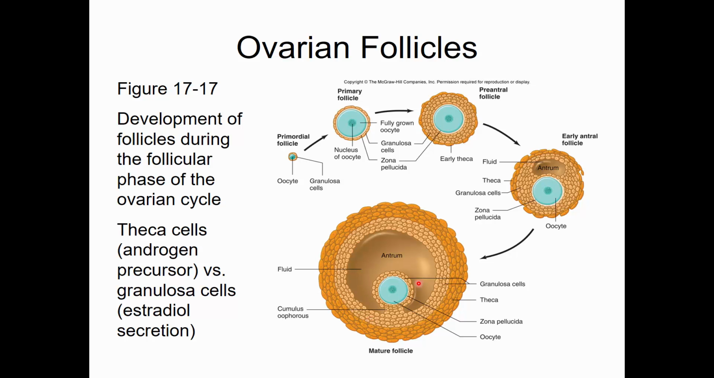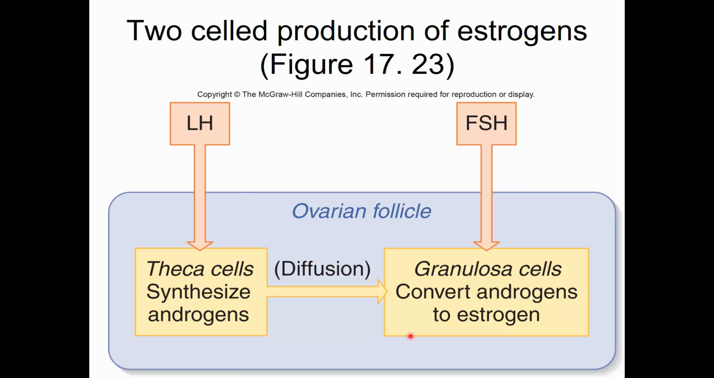Notice this big cavity that is formed. So we have a structure that's ready to be ovulated, and it's just the oocyte and the layer of granulosa cells around the oocyte that will be ovulated. All of these cells will stay in the ovary and will differentiate into a different structure we call the corpus luteum. So we have the two-celled theory of the production of estrogen. LH works on the theca cells. The theca cells make an androgen. Those diffuse over to the granulosa cells, and with the help of FSH, make estrogens.